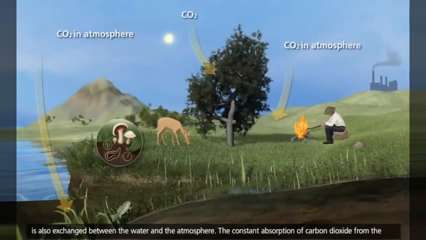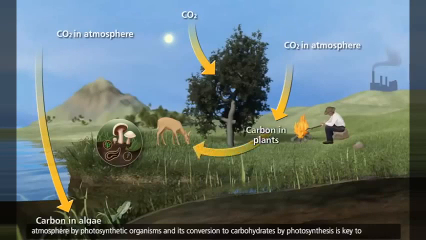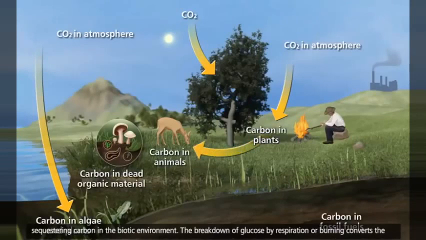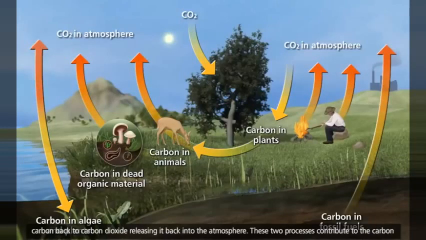The constant absorption of carbon dioxide from the atmosphere by photosynthetic organisms and its conversion to carbohydrates by photosynthesis is key to sequestering carbon in the biotic environment. The breakdown of glucose by respiration or burning converts the carbon back to carbon dioxide, releasing it back into the atmosphere. These two processes contribute to the carbon cycle.